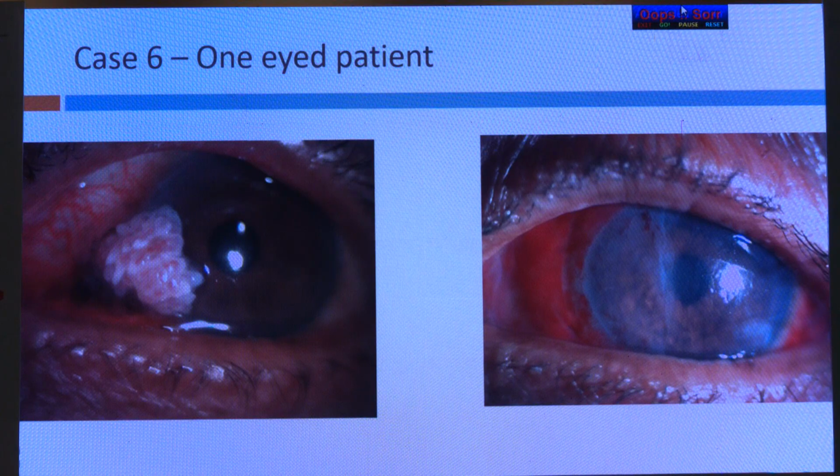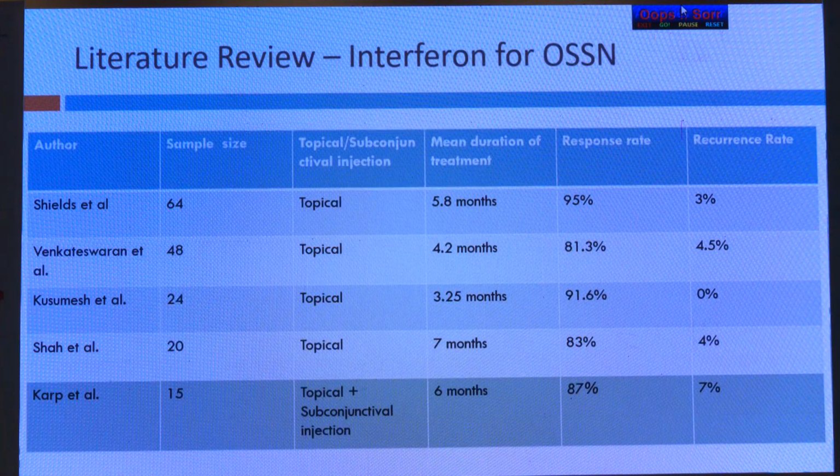This is another case scenario: a one-eyed patient, the other eye lost to glaucoma, this eye having a 0.9 cup. Unconventional therapy is not what you want to do. You will go for the gold standard. So we did a surgical excision as well as chemotherapy along with the surgical excision, because in one-eyed patients, you do not want to take any chances or delay treatment at any cost.